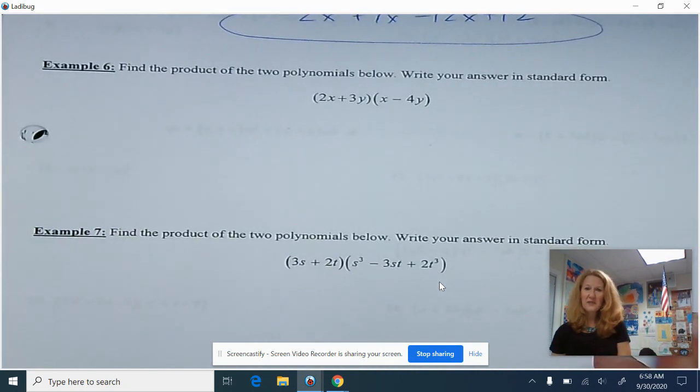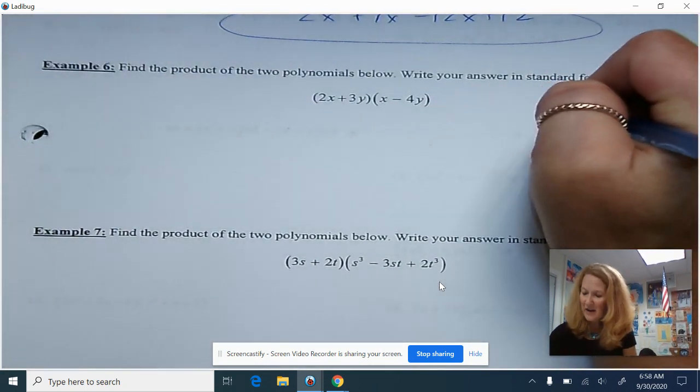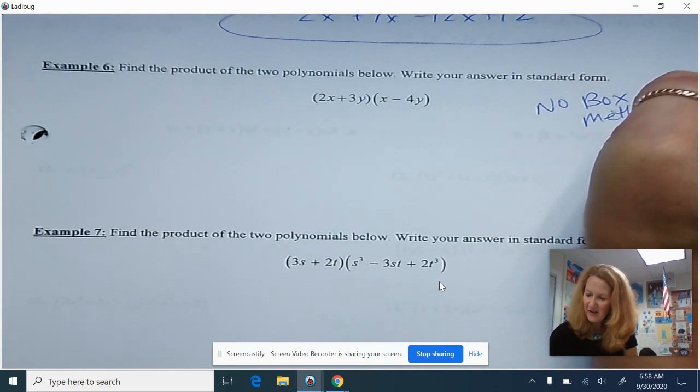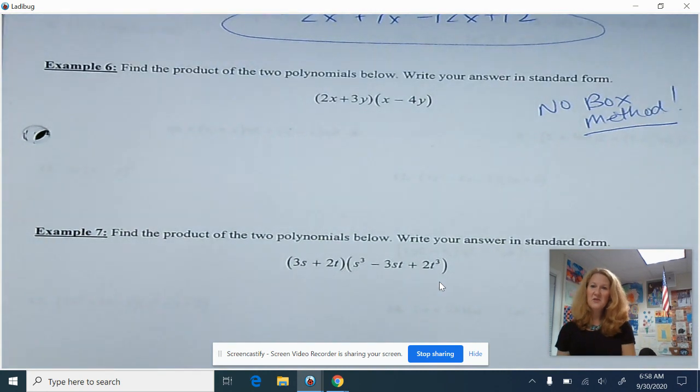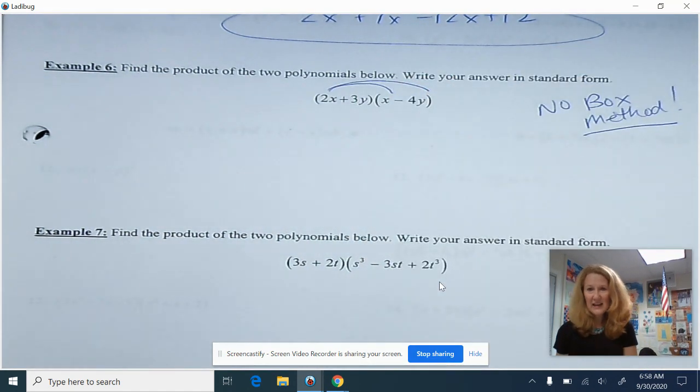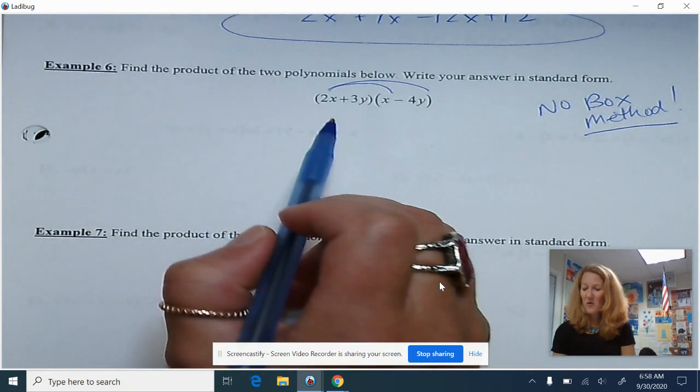I know some students really like the box method, and that's fine to learn in Algebra 1. But as you go on to Algebra 2 and pre-calculus, we really don't want to see you doing the box method. So all right, now I'm going to distribute the 2x. I'm not going to stack it this time. I'm going to use FOIL, first, outer, inner, last, or double distribution.